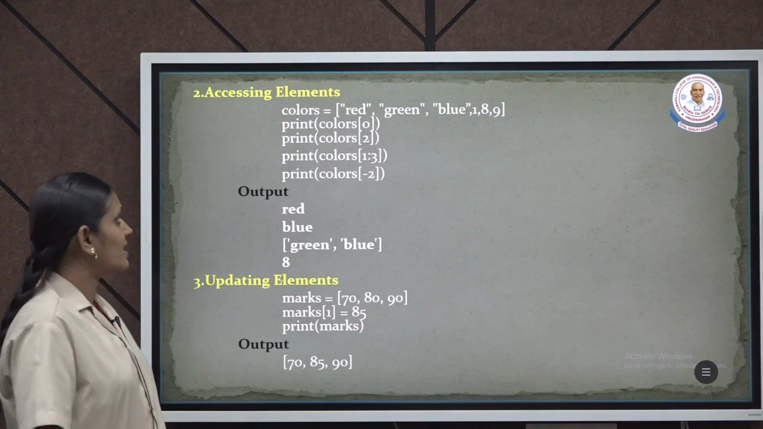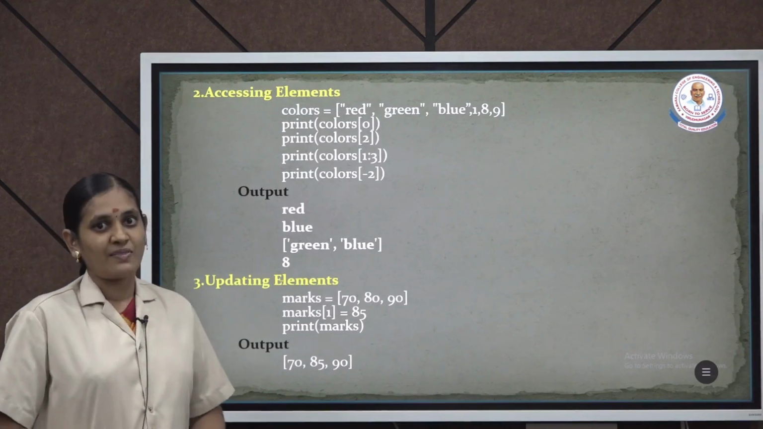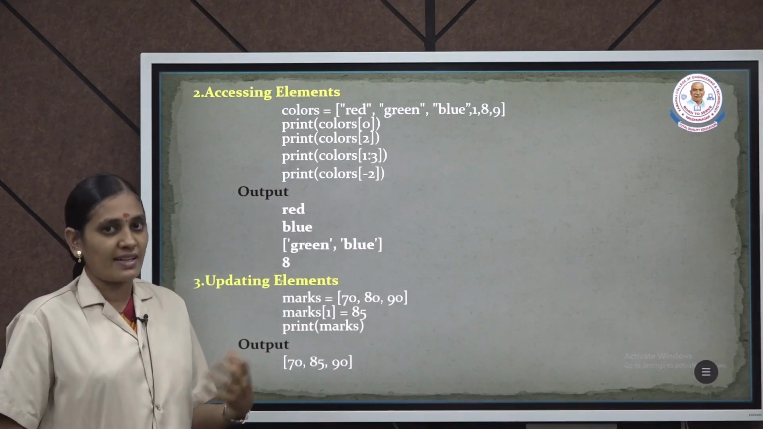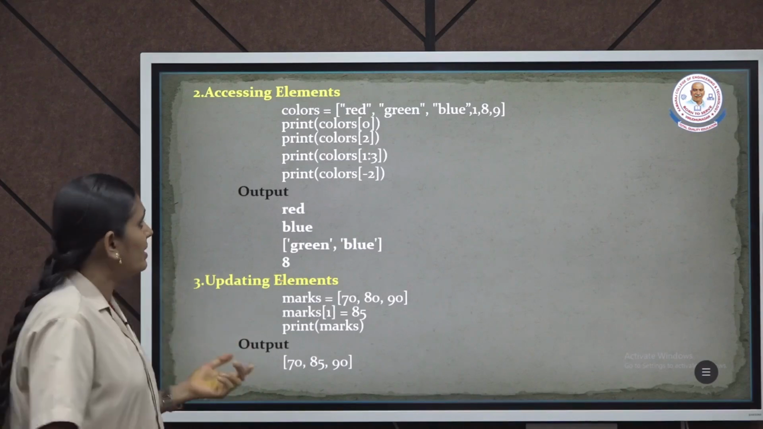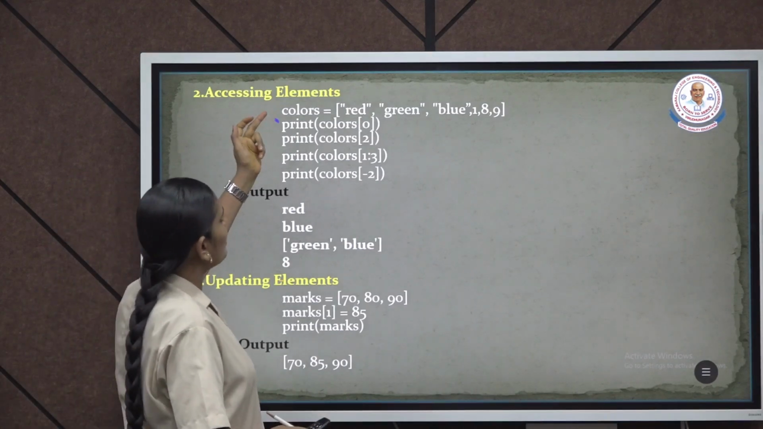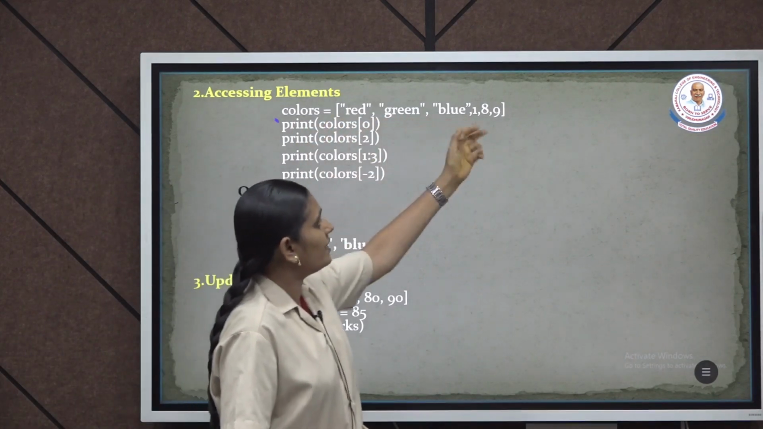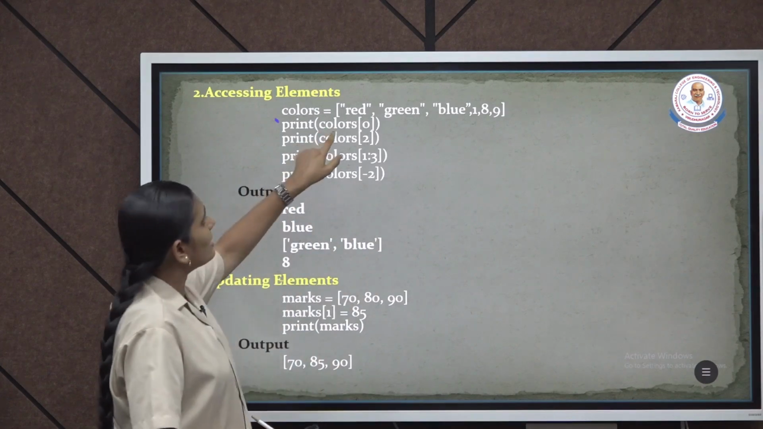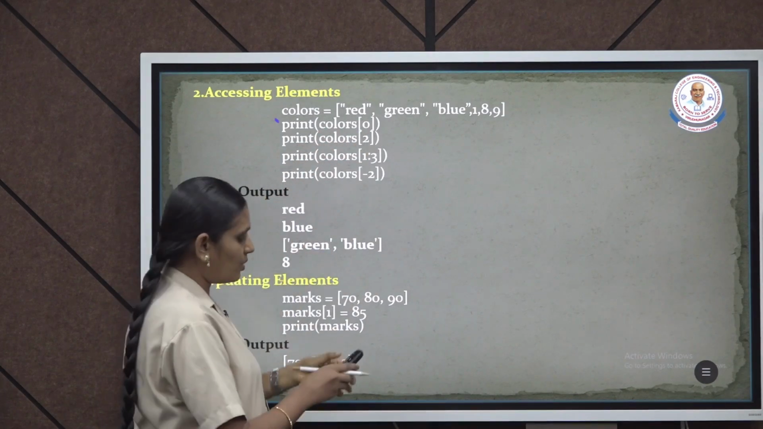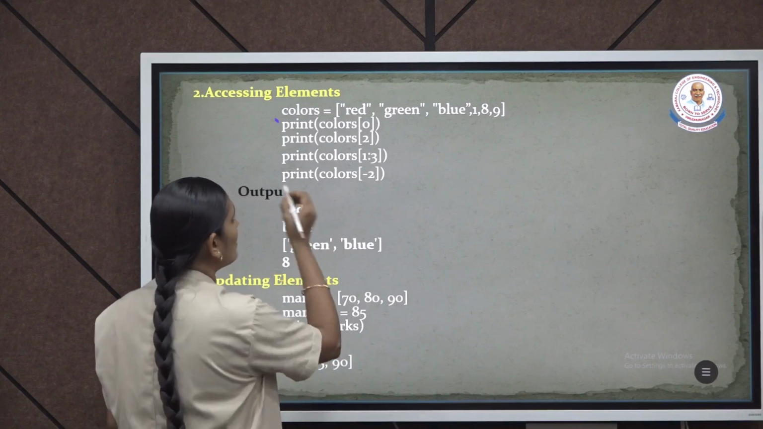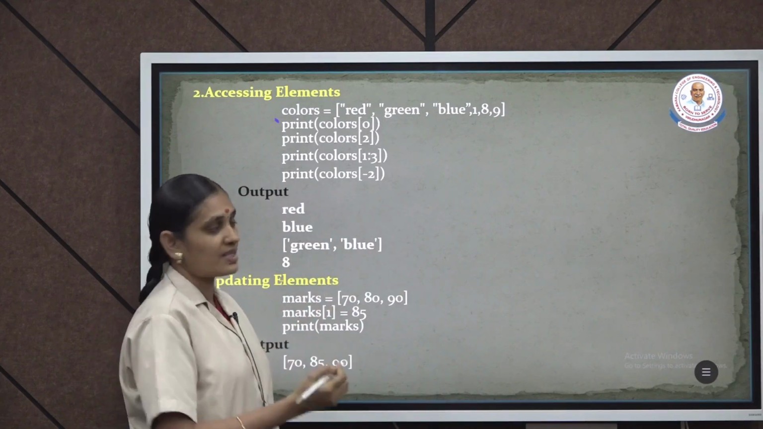Accessing elements in the list. Accessing an element means we are retrieving the element using the index value. Here I have created a list named color. We have mentioned different values. Here I am trying to access the 0th index element. So basically we have to know what the index value is and how the index value represents each element.